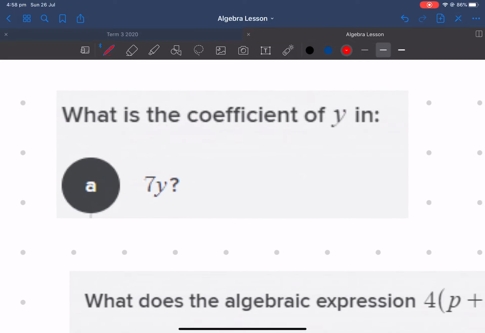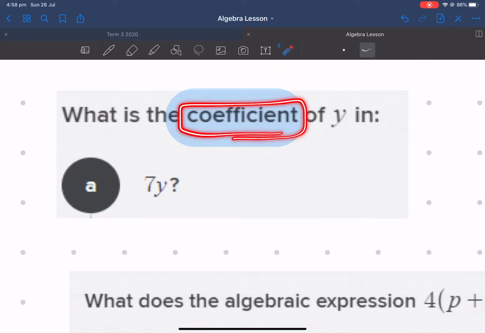Now, I included this one just because it's got a really important word here, which is coefficient. I've definitely overkilled on the highlighter there. Coefficient just means the number in front of our pronumeral. In other words, it's saying how many y's do I have? There are 7. So my answer here would just be 7. That's the coefficient.